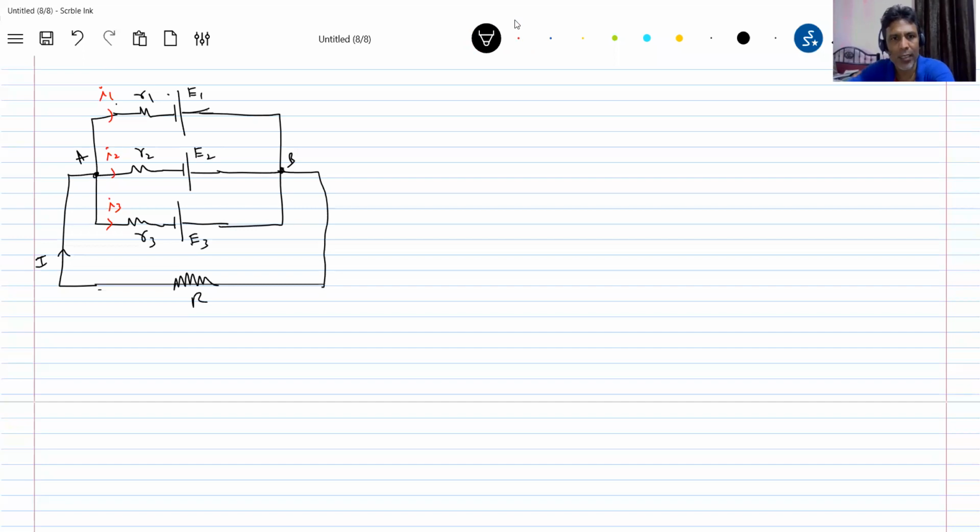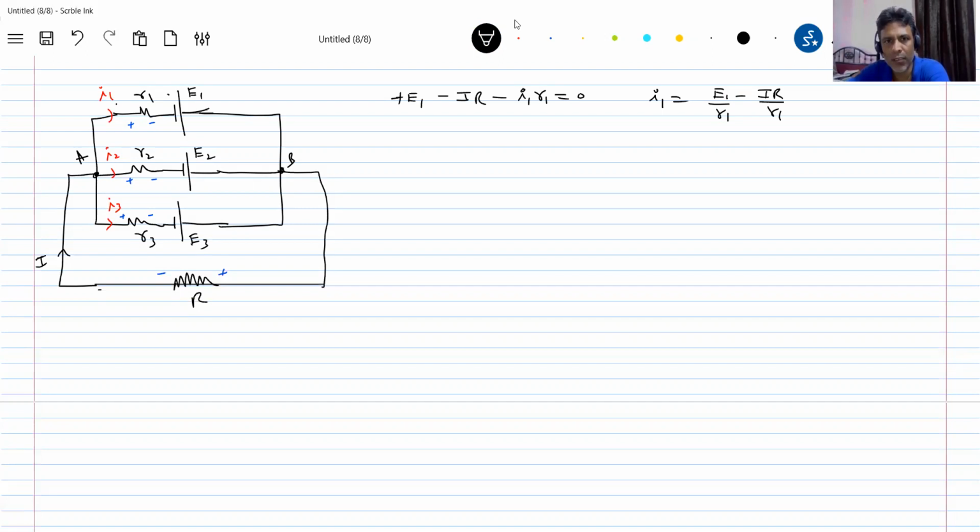So I'll begin like this. First, let's write the loop equation. The current enters here, positive, negative, positive, negative. So write the KVL equation: plus E1 minus IR minus I1 R1 equal to 0. So what is the expression for I1? I1 should be equal to E1 by R1 minus IR by R1.